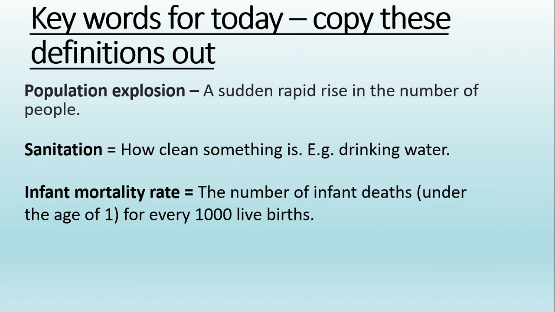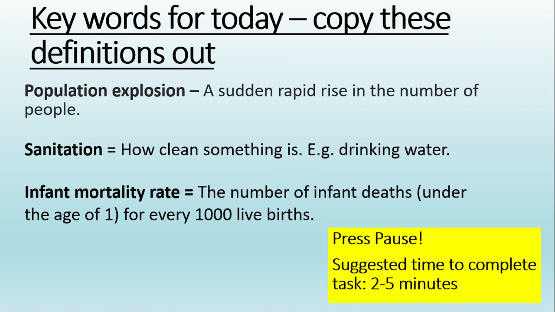An infant mortality rate, this is the number of infant deaths under the age of 1 for every 1,000 live births. So they're all interlinked to each other, aren't they? Sanitation, infant mortality rate, all have an impact on population explosion. So just press pause now and copy these definitions out on your Word document or on your A4 piece of paper.